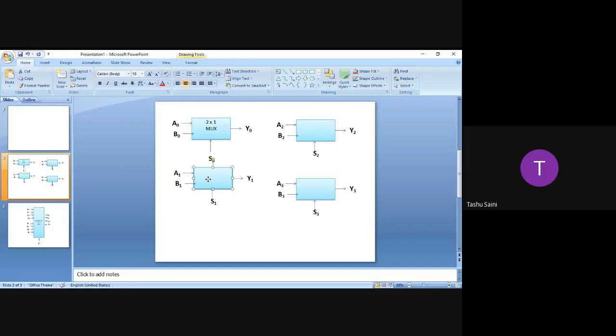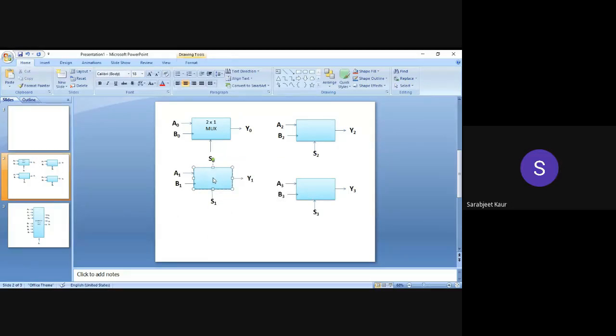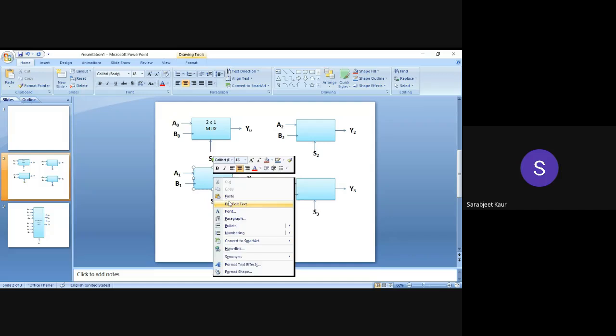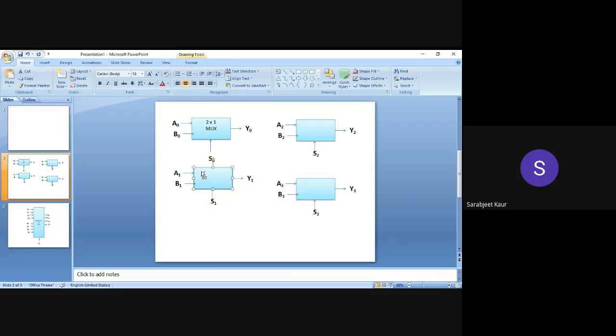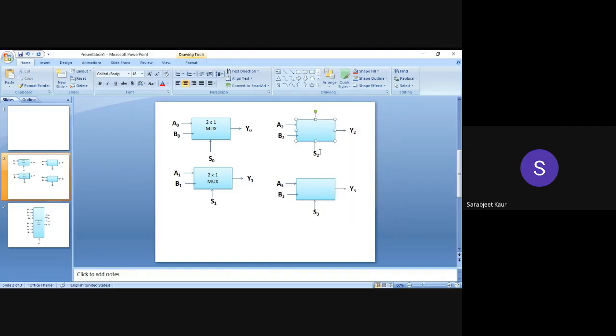Let us look at the second multiplexer now. When I put S1 equal to 0, what will happen? A1 will be passed on to the output. Very good. And what happens when I put S1 equal to 1?